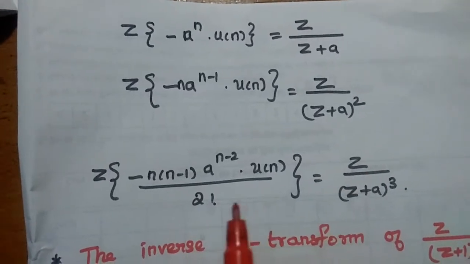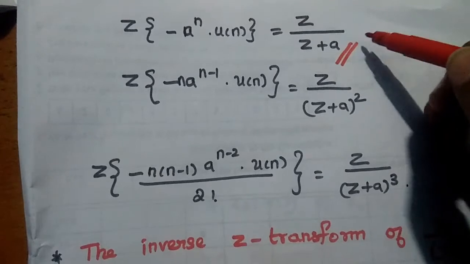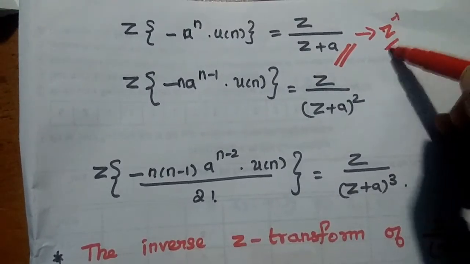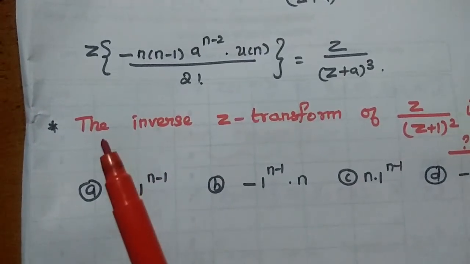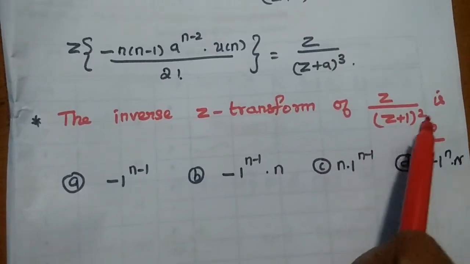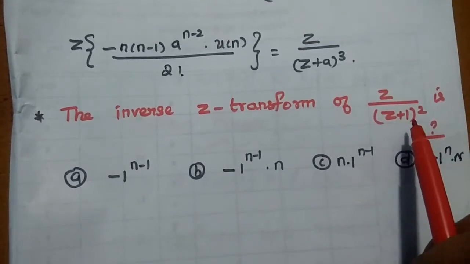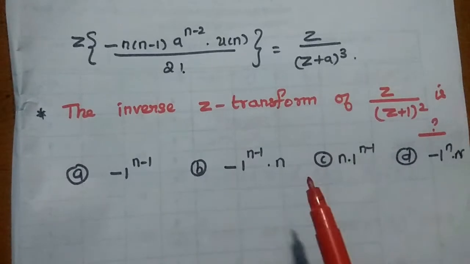Mostly in examinations they may give this Z transform and ask you to find the inverse Z transform of this value. The question may be: the inverse Z transform of z divided by z plus 1 the whole squared is what? For this, what is the inverse Z transform value?